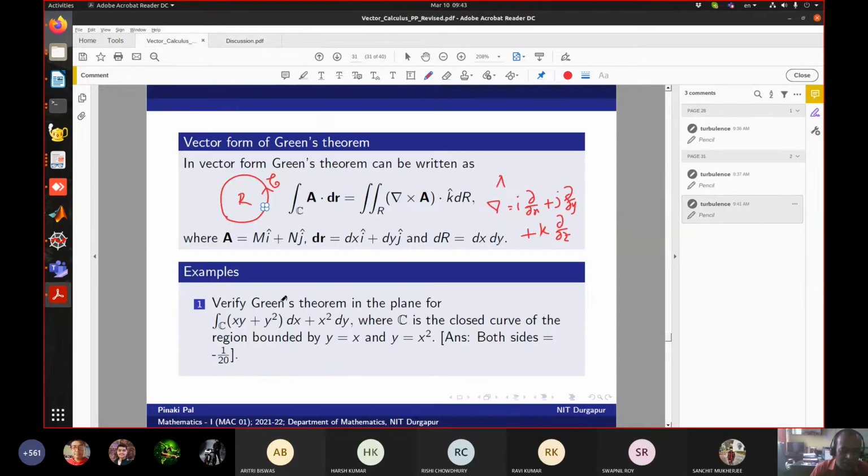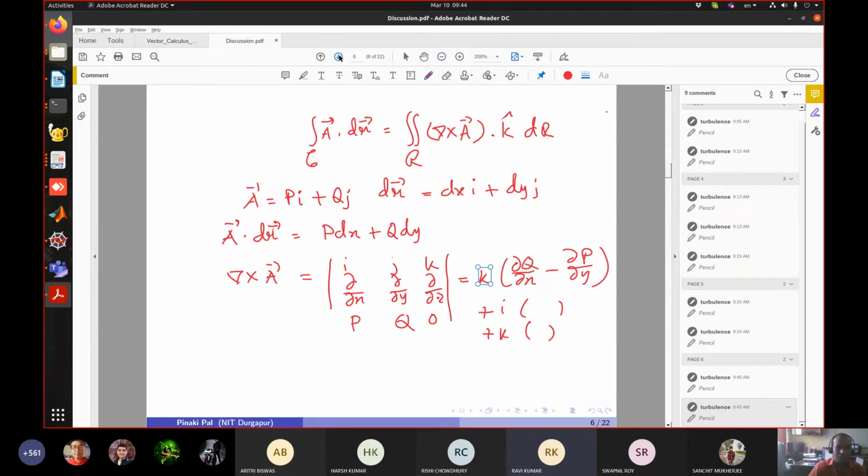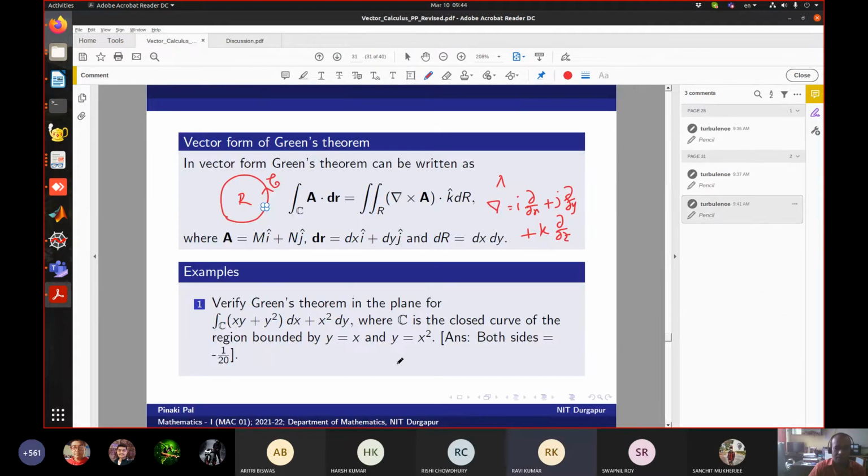Okay, so now let us verify Green's theorem for this particular problem in the plane. C is the closed curve of the region bounded by y equal to x and y equal to x square. So let us use Green's theorem. What is your P(x, y)? P is xy plus y square, and Q is equal to x square.